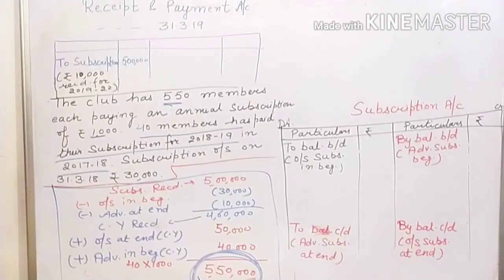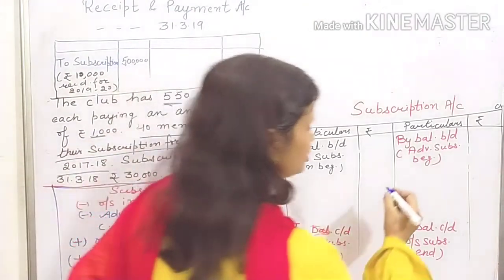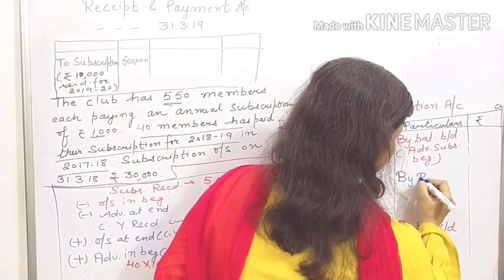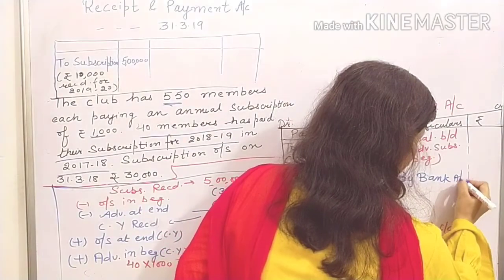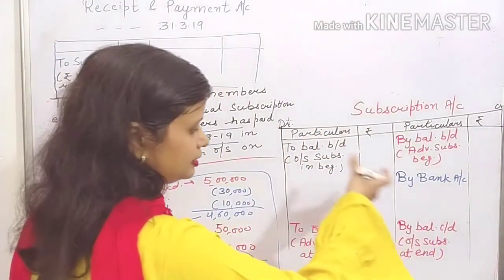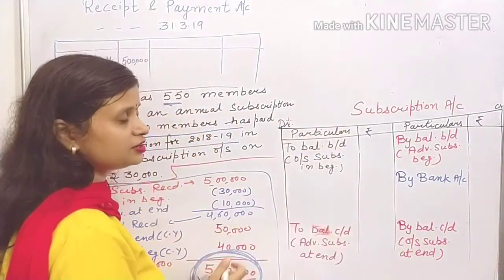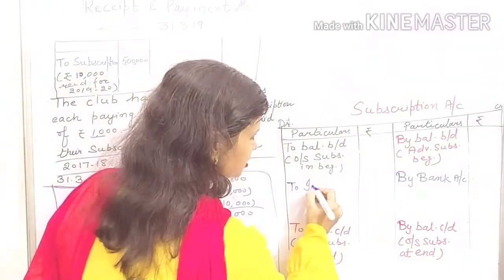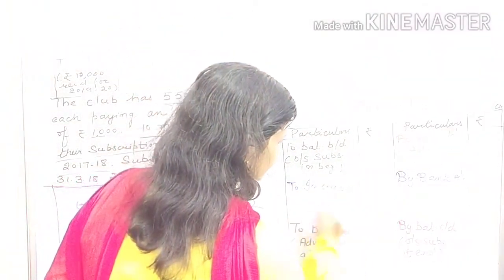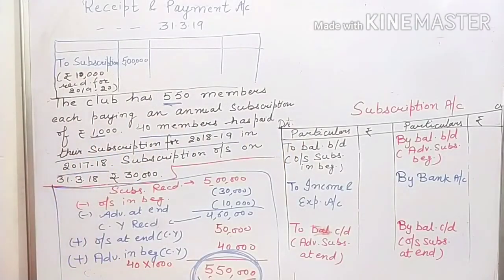And whatever amount you have received on this account, bank account debit to subscription, so here you will show by bank account. This is subscription received, total received during the year. And at the end, subscription being a nominal account, revenue received, its result will be transferred to income and expenditure account. To income and expenditure account. Like if we are required to prepare the subscription account for this question, how will you prepare?